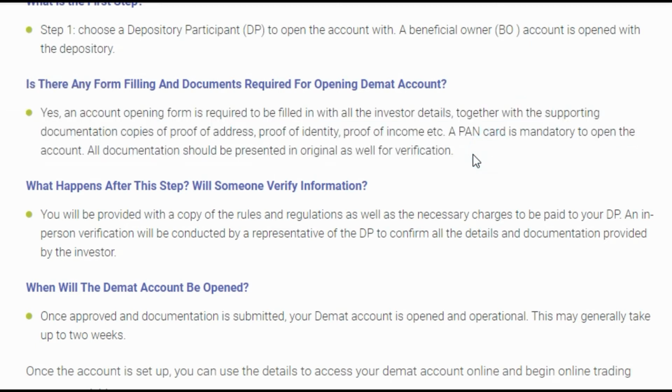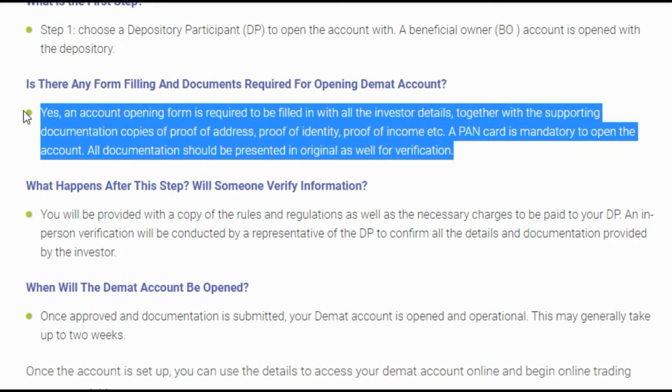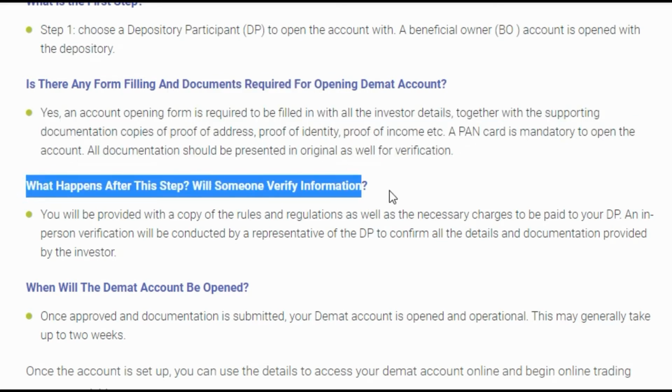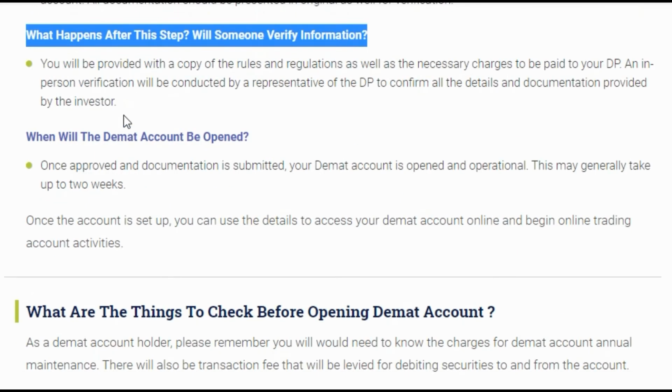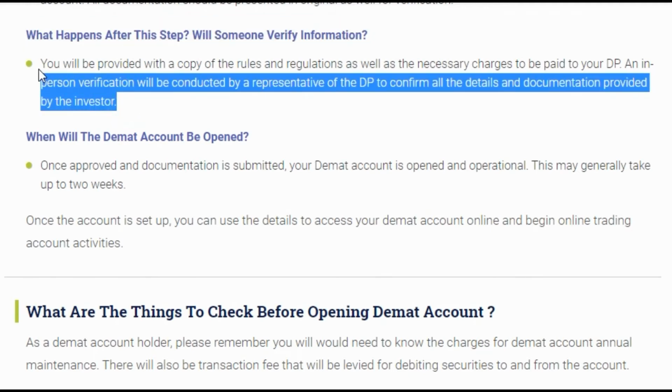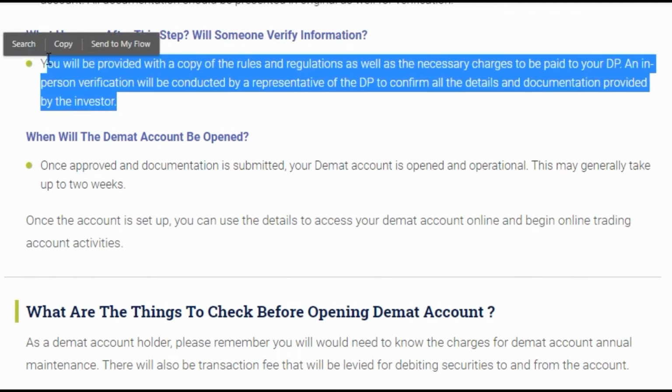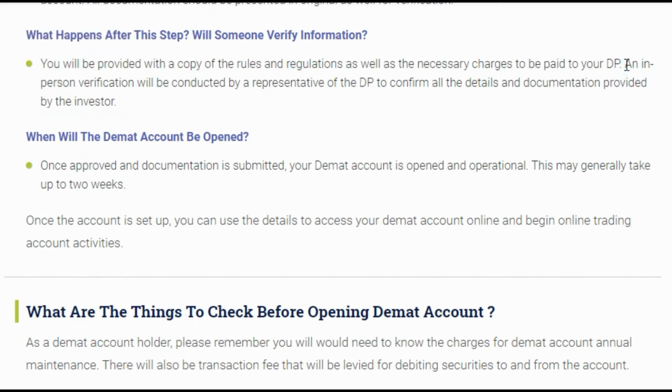A PAN card is mandatory to open the account. All the documentation should be presented in original as well for the verification. So what happens after this step? Will someone verify your information? Yes. You will be provided with a copy of rules and regulations as well as the necessary charges to be paid to your depository participant.